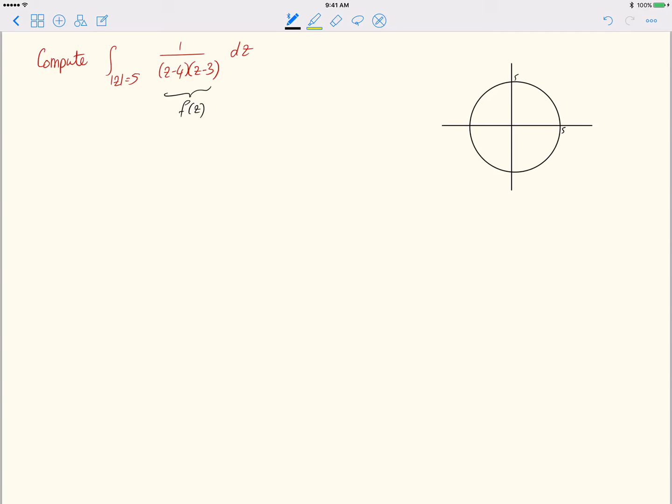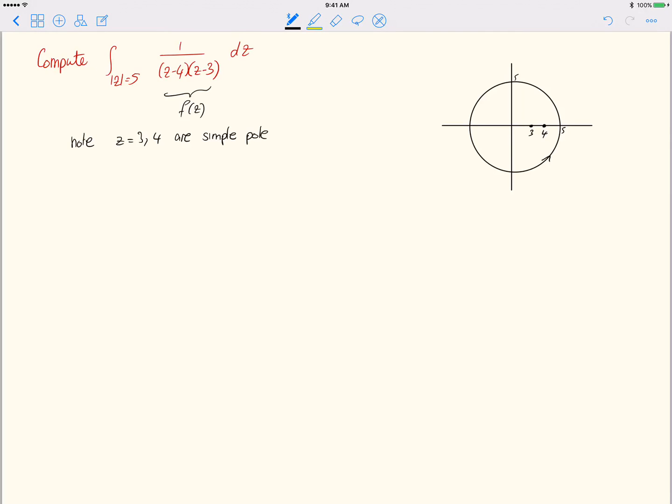Now, where is my function? Where does it have singularities? When the denominator is 0, which is at 3 and 4. So at these 2 points, this is not to scale obviously, I've got singularities. And they both lie inside that circle. So I will need to calculate the residue at those 2 points. Again, it's simple to see that z equals 3 and 4 are simple poles.